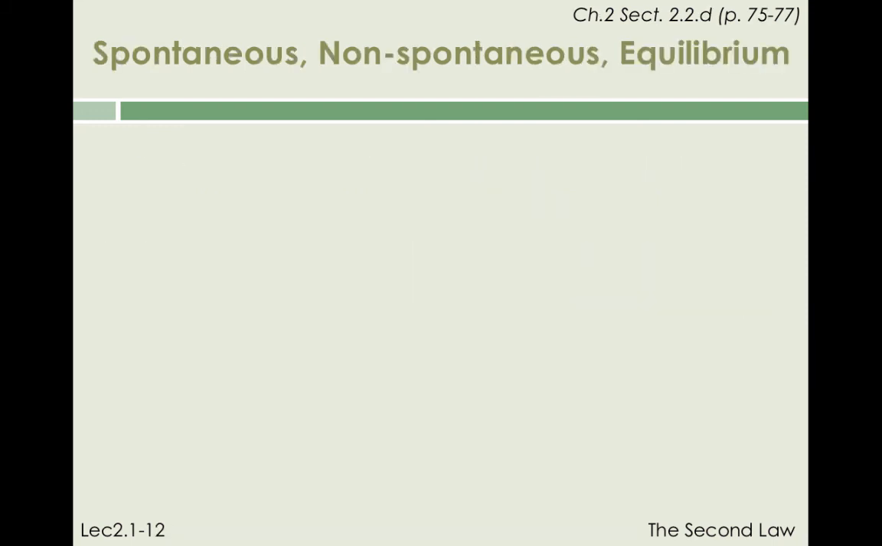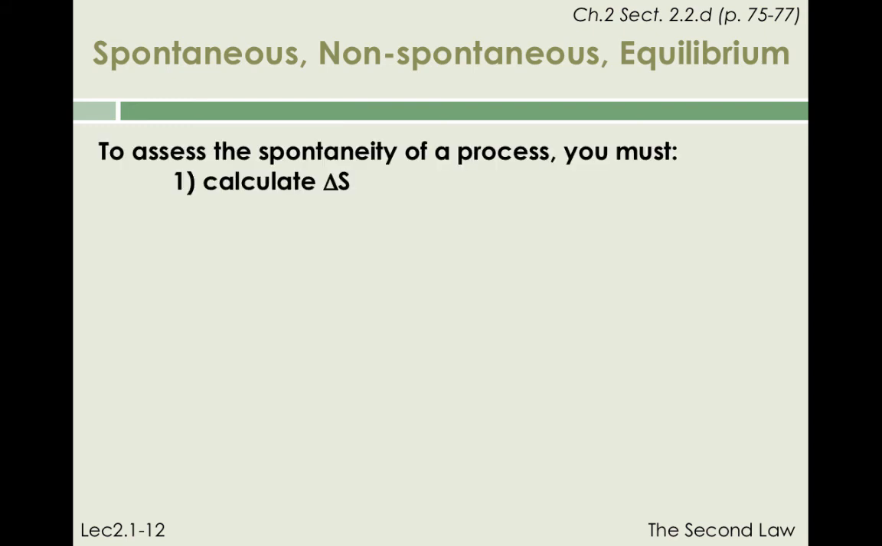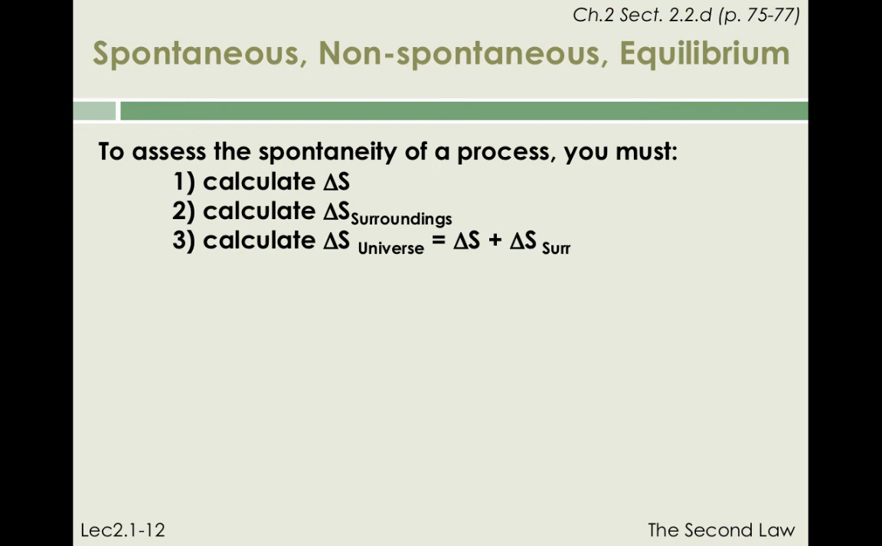Let us summarize the approach we will take when assessing the spontaneity of a process. First, we will calculate delta S, the change in entropy for the system for that process. Second, we will calculate delta S surroundings, the change in entropy for the surroundings. Third, we will add delta S to delta S surroundings to obtain delta S universe. Finally, we will check the sign obtained for delta S universe.